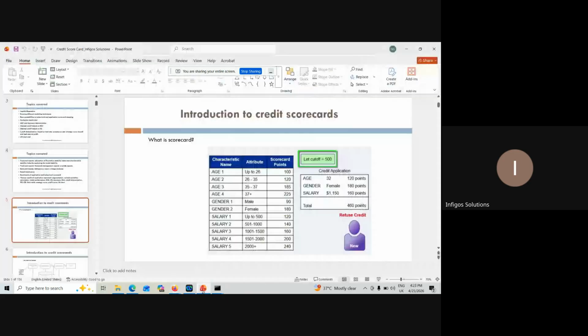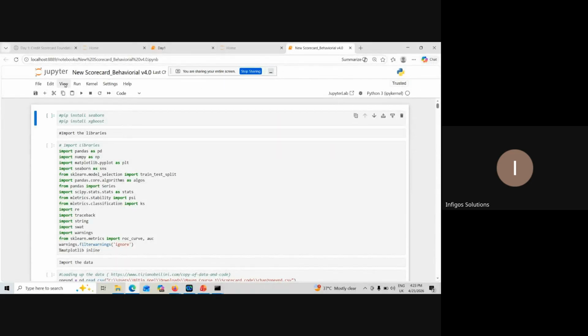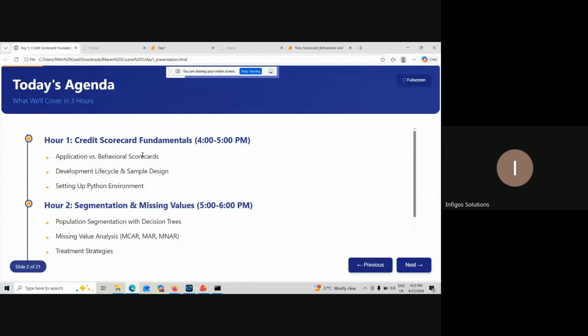So let me start with the first slide. There are two kinds of study material slides. One is basically focused on interview questions. This is something which is focused on interview. In the first hour, we will cover the fundamentals.